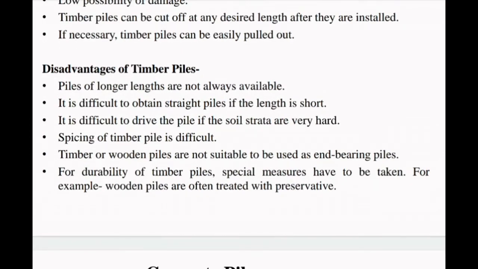So we are going to now see about the disadvantages of timber. Piles of longer length are not always available. So it's somewhat a fixed length or a short length that is available. So longer length is not available. That's one of the drawbacks. And it's difficult to obtain straight piles if the length is short. It is difficult to drive the pile if the soil state is very hard. If it's very hard, timber piles are not used.